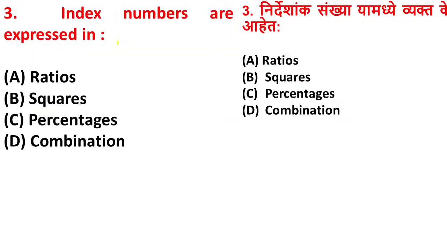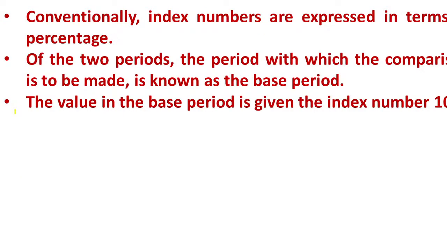This is question number 3. Index numbers are expressed in option A ratios, option B squares, option C percentages, option D combination. Yes, index numbers are expressed in percentage. So option C is the correct answer. As you all know, index numbers are calculated in terms of percentage.